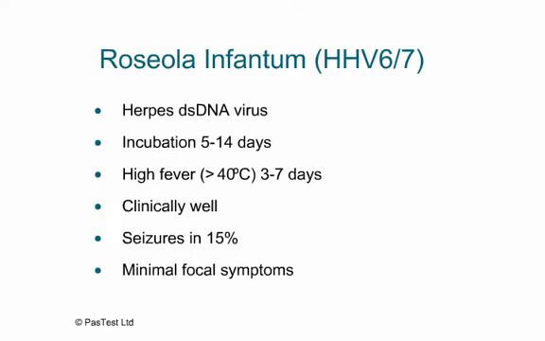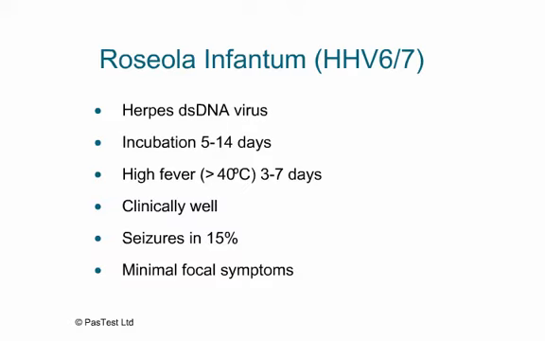So roseola infantum is caused by human herpes virus 6 or 7. We've already talked in Lecture 1 extensively about herpes viruses, but to remind you, they're double-stranded DNA viruses. And in this condition, there is a very high fever, invariably over 40 degrees, that lasts for 3 to 7 days. But the child is actually very, very well. This is associated with a relatively high risk of febrile convulsions.